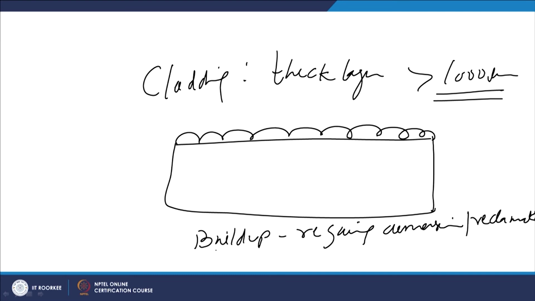Another important application of the cladding is where the corrosion resistance is to be improved. A thick layer of corrosion resistant materials will be developed on the surface of the substrate, and it will help us to offer a longer tribological life of the component. So, these are the general features and properties associated with the films and the coatings.